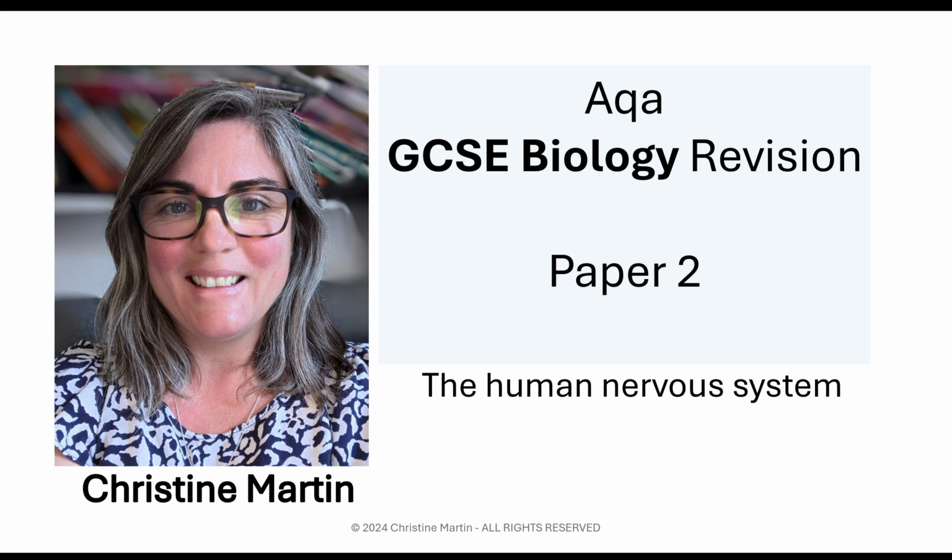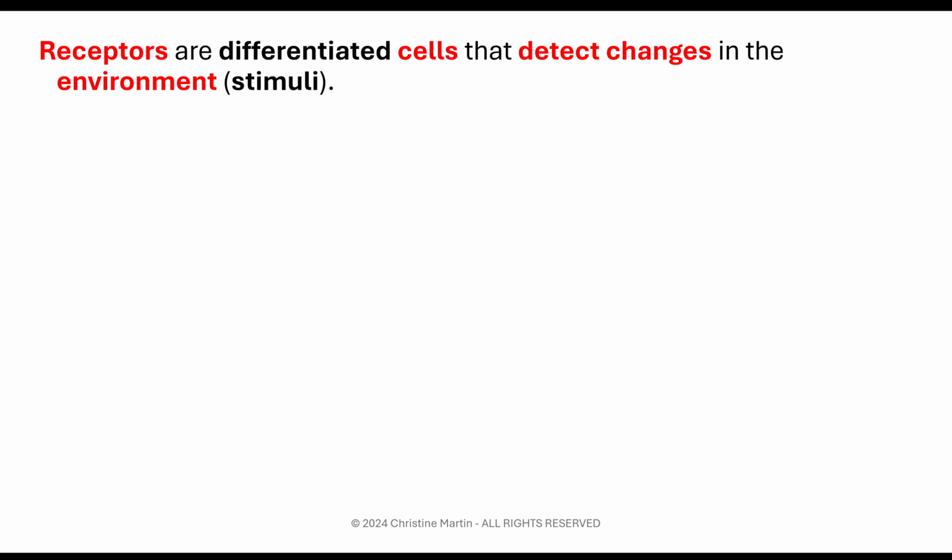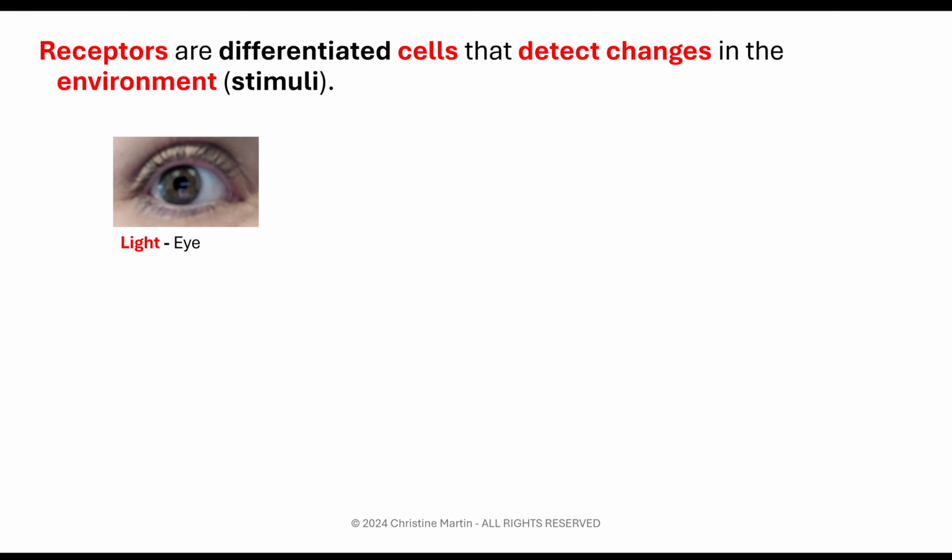So in this lesson, I'm going to look at the GCSE biology topic of the human nervous system. So you should know that receptors are differentiated cells that detect changes in your environment, and we call those changes in the environment the stimuli. Now that could be the change in light. Now that would be detected by receptors in your eye.